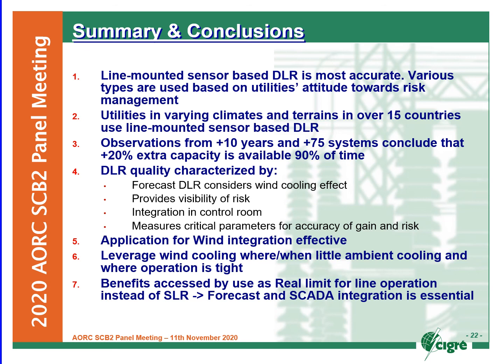A good quality dynamic line rating system is characterized by forecast dynamic line rating considering the wind cooling effect, that it provides a visibility of risk, the data is integrated into the control room, and it measures critical parameters for accuracy of gain and risk. Clearly, dynamic line rating application for wind integration is effective, but it also makes sense to leverage wind cooling where and when there is little ambient cooling and where operation is tight.